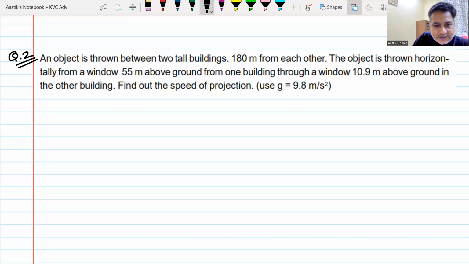You might see 10.9, and wonder why it is given. That is given just to make your calculations simple, nothing else. Every point is just to make your calculations simple.